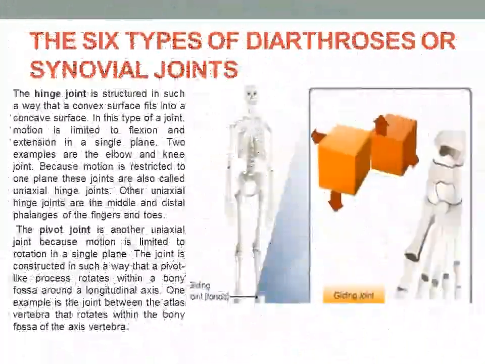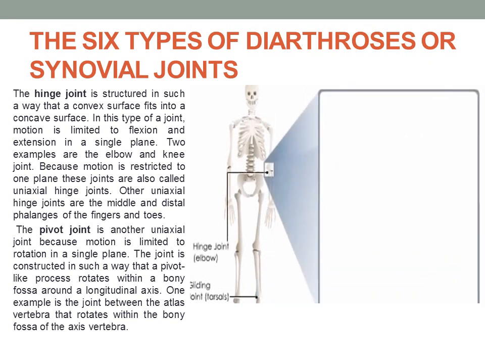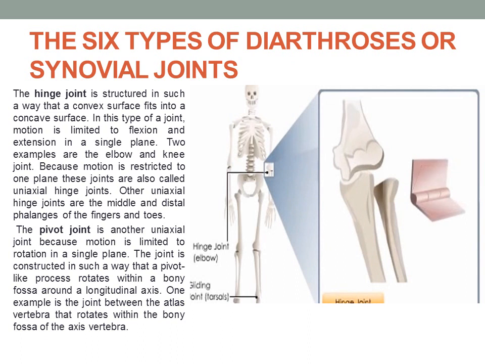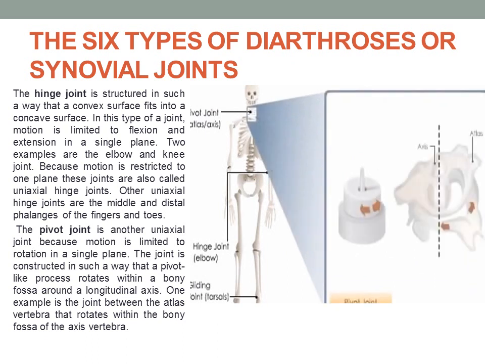The hinge joint is structured in such a way that a convex surface fits into a concave surface. In this type of joint, motion is limited to flexion and extension in a single plane. Two examples are the elbow and knee joint. Because motion is restricted to one plane, these joints are also called uniaxial hinge joints. Other uniaxial hinge joints are the middle and distal phalanges of the fingers and toes.